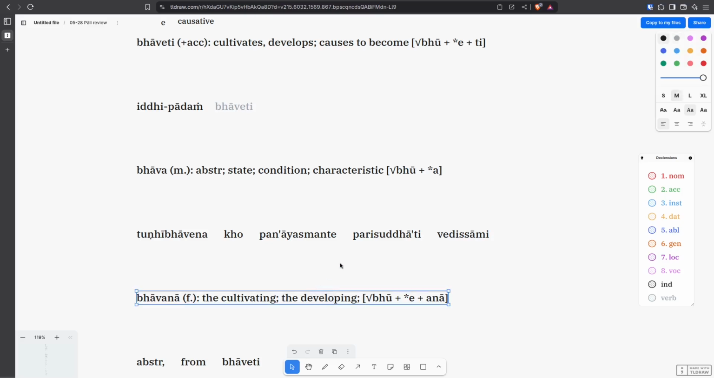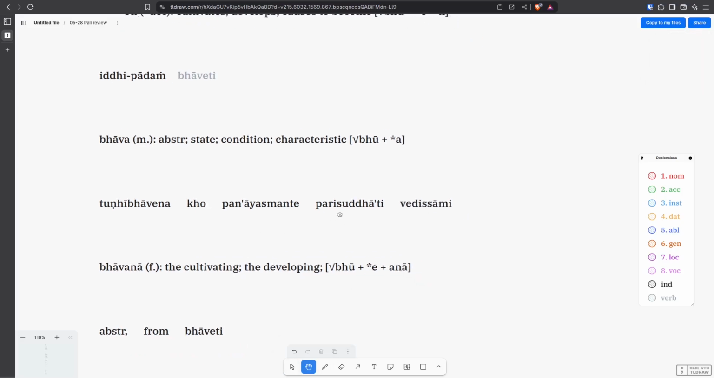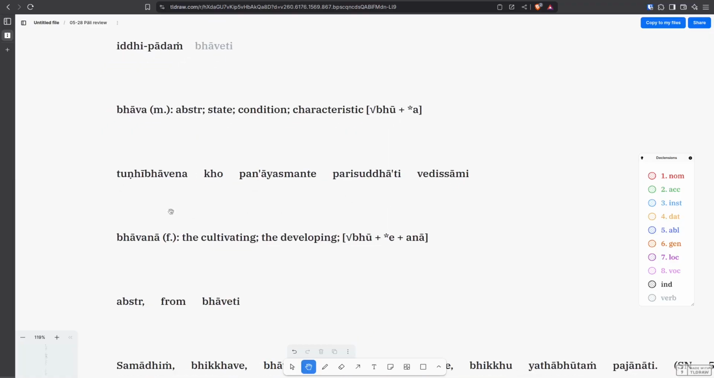And the Patimokkha chanters will recognize the phrase here, tunhi bhavena kupanasamanti parisuddhati vedissami. Can someone translate this, please? Are there chanters here?